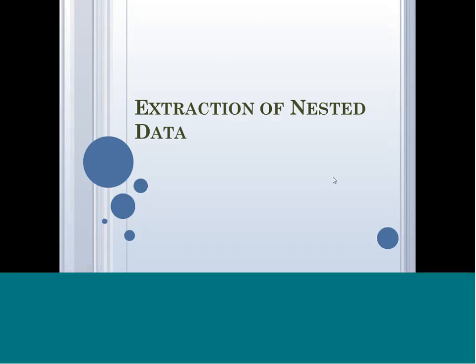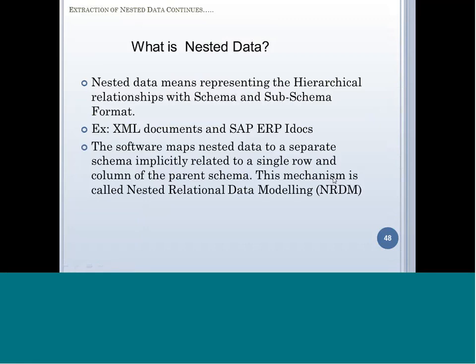You all know what is meant by nested data, so I don't have to explain it, but nested data means identification of hierarchical information with a schema and subschema format. The best examples of a nested schema would be XML documents and also ERP IDocs. You already have experience with core SAP modules, and you have already seen what SAP ERP IDocs and XML documents look like.